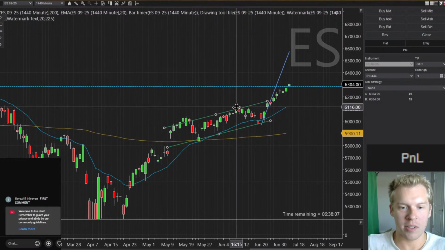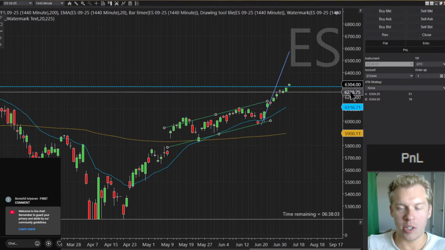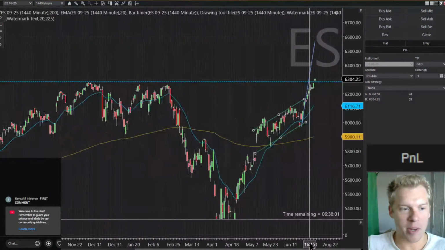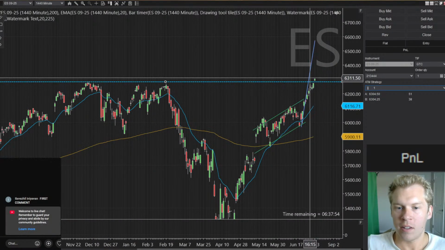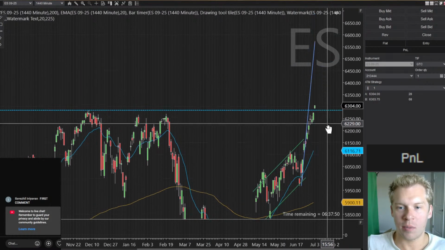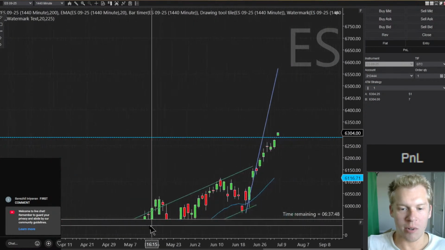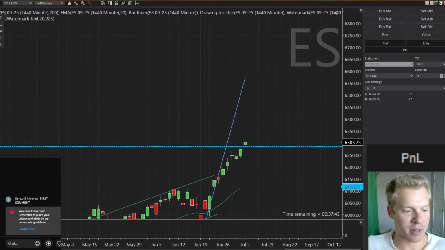But if you draw it like this, you've already had the breakout of the channel. This is new all-time highs, by the way. So there we go. The blue line is the all-time high on the futures contract. And so we're above that. So we're kind of in uncharted territory now. There's no ceiling for us now. It's just open space up here.